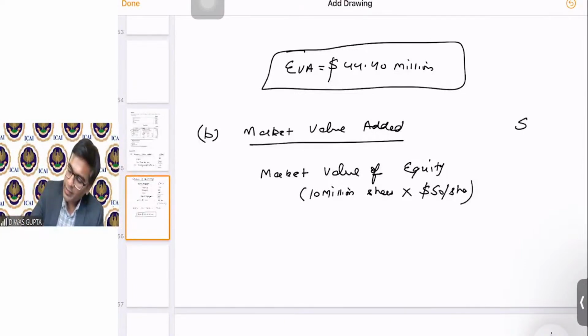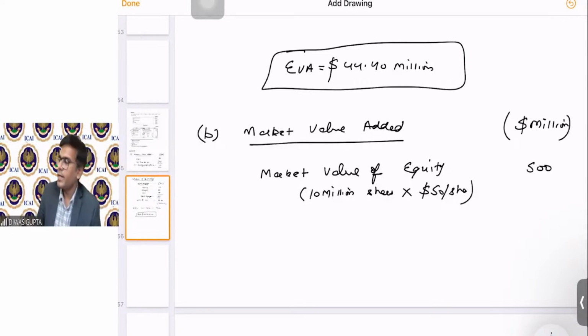Again, we are calculating in dollars million. So this comes as $500 million. This is the market value. Now, the equity fund has to be reduced. This is the book value of the equity fund, right?